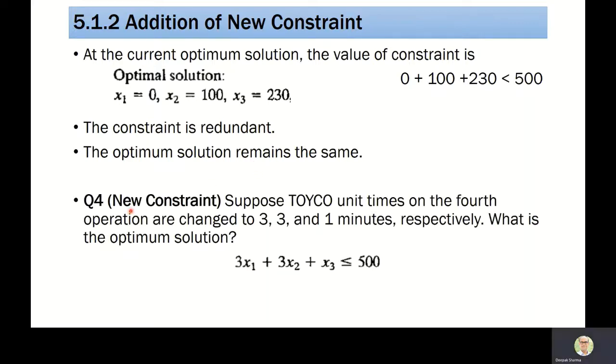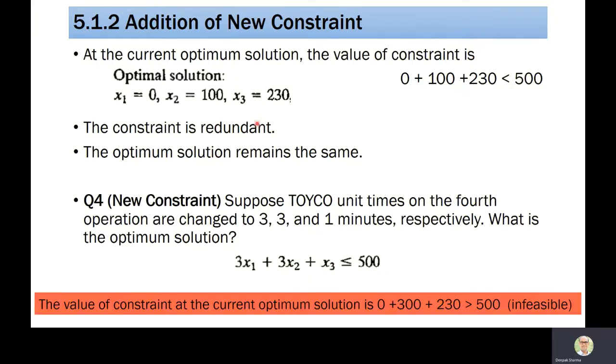Let us take another scenario in question number 4. Suppose the Toyco unit times on the fourth operation are changed to 3, 3, 1 minutes. The right hand side remains the same. So this constraint can be written as 3x1 plus 3x2 plus x3 smaller than or equal to 500. Let us put in the values of x1, x2, x3. When you put them in, you can see that the left hand side is greater than 500. So the current optimum solution is infeasible for us.